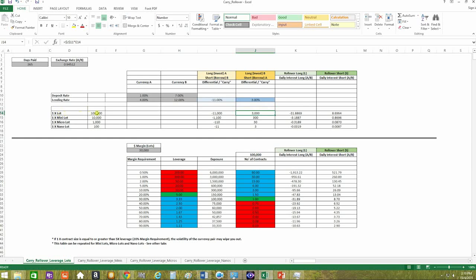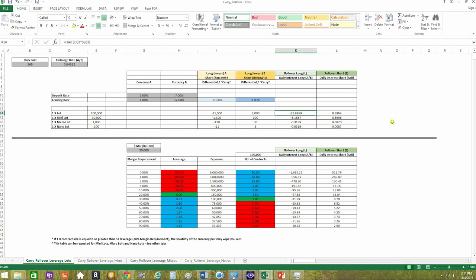If you're short one lot of the currency pair AB. So when you actually work this out on a daily basis, so dividing by 365, what you actually get is the daily net credit or debit to your trading account or from your trading account.